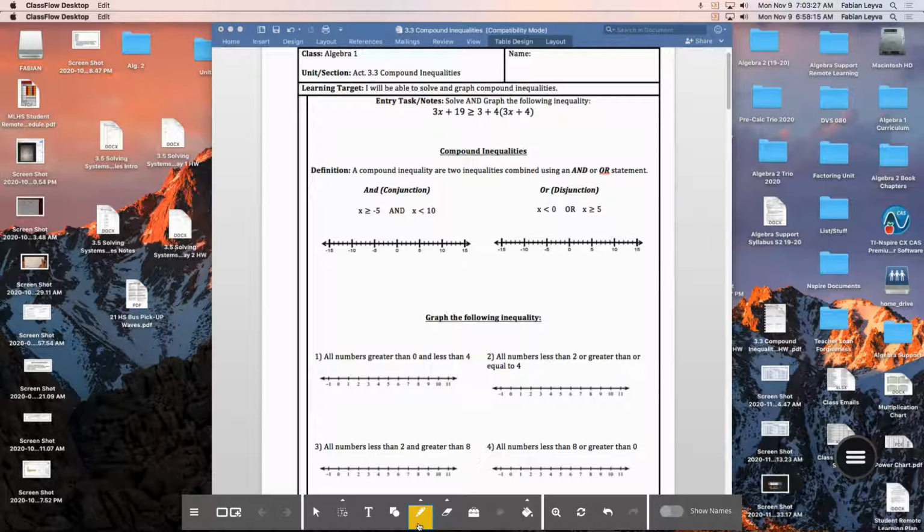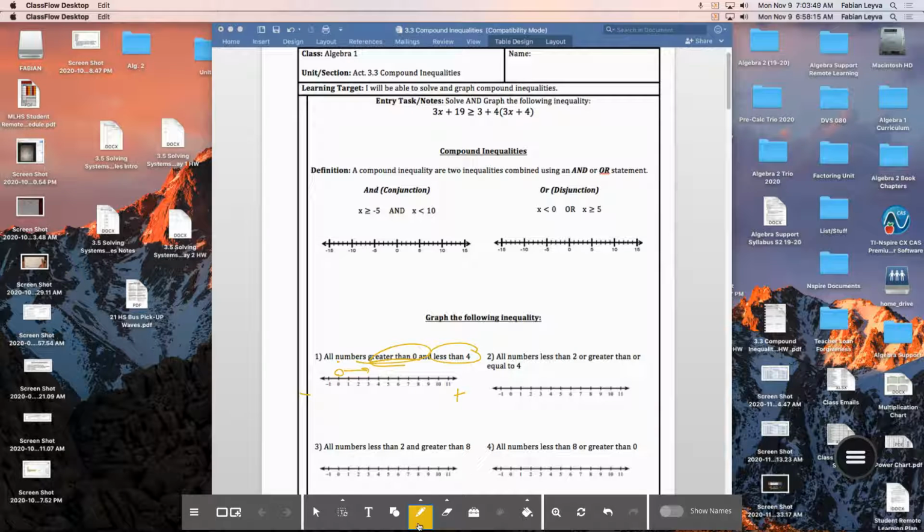I want you to create a compound inequality for all numbers greater than 0 and less than 4. So I'm going to start with my 0, because I need to show my reader that if I start at 0, my solution is all the numbers that are greater. Now I always like to put a plus to my right and a negative to my left, so that way I can see the positive and negatives. So all numbers greater than 0 are going to go in this direction.